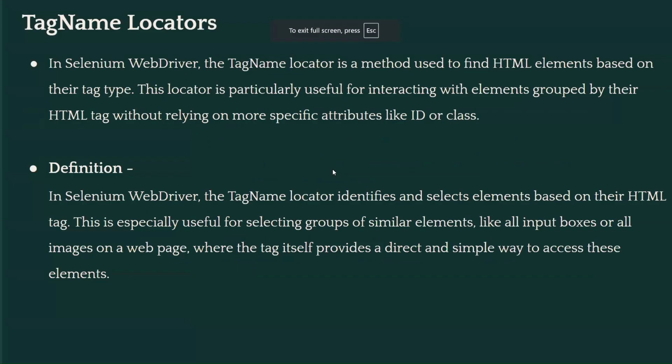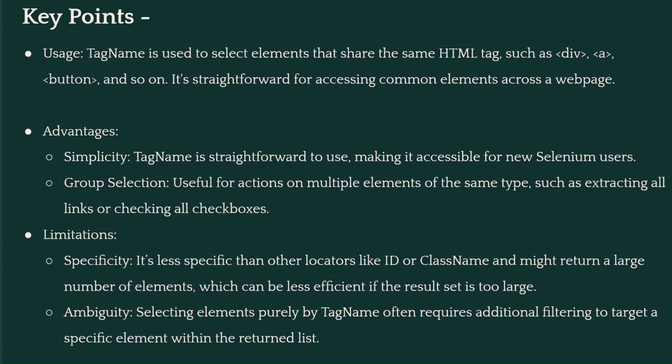So here basically in Selenium WebDriver, the tag name locator identifies and selects elements based on their HTML tag. This is specifically used for selecting a group of similar elements, like input boxes or all images. In web pages, the tag itself provides a direct and simple way to access the elements. Now the key points: you have the uses, advantages and limitations.